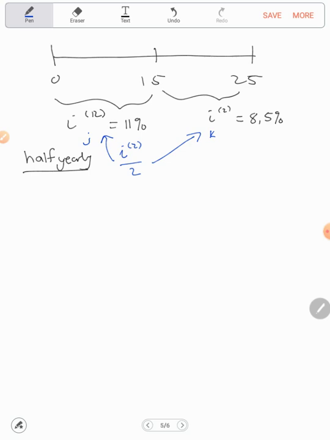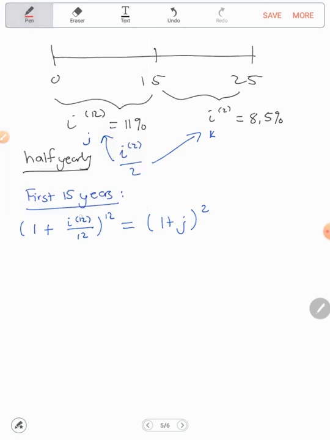So let's first calculate our interest rates. For the first 15 years, we need to find J. And the way to do that is, since you want I2 over 2, you've got to equate your two accumulations. So using the effective monthly interest rate, that should equate to the effective half yearly interest rate, which is what we want. We want I2 over 2, so that's going to be our J. And we know this I12 over here is this 11% here. So you just got to plug in the 11% into this equation and you can solve for J, and J will be equal to 5.627%.